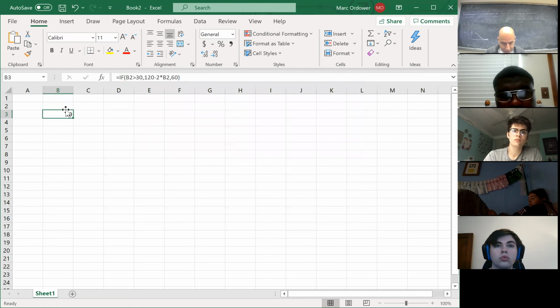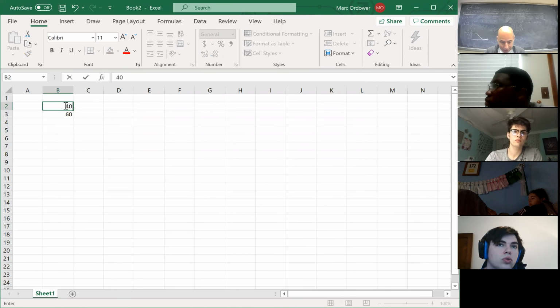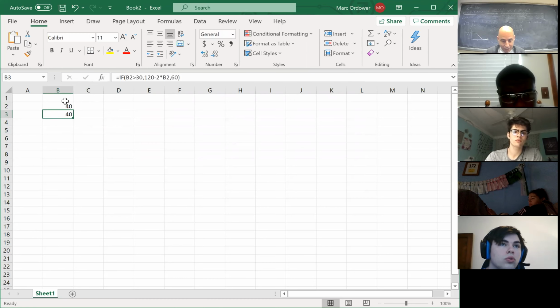And so you can see that I have this if statement here. If I put 20, which is less than 30, I have 60 here. If I have 30, I'm still going to have 60 here. But if I have 40, it's going to start dropping. What I've put in here is the first part of that piecewise defined function. Now it doesn't go down to 0.